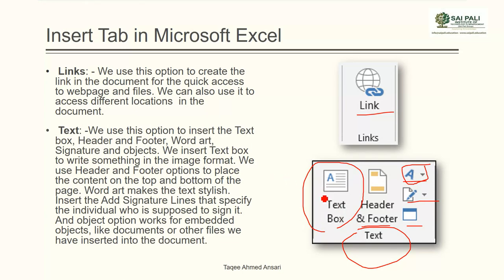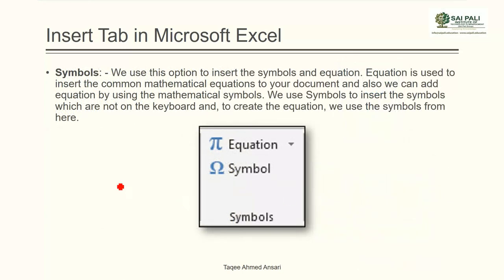This is the text group. Then the last group in the insert tab is this symbols group. In the symbols group, we have two commands, equations and symbols. We can use this symbol command to add those symbols which we don't have on a keyboard. Sometimes some symbols we don't have on a keyboard, like trademark, TM, copyright. These symbols we don't have on our keyboards. So these symbols and many other symbols we have here in this symbol command.